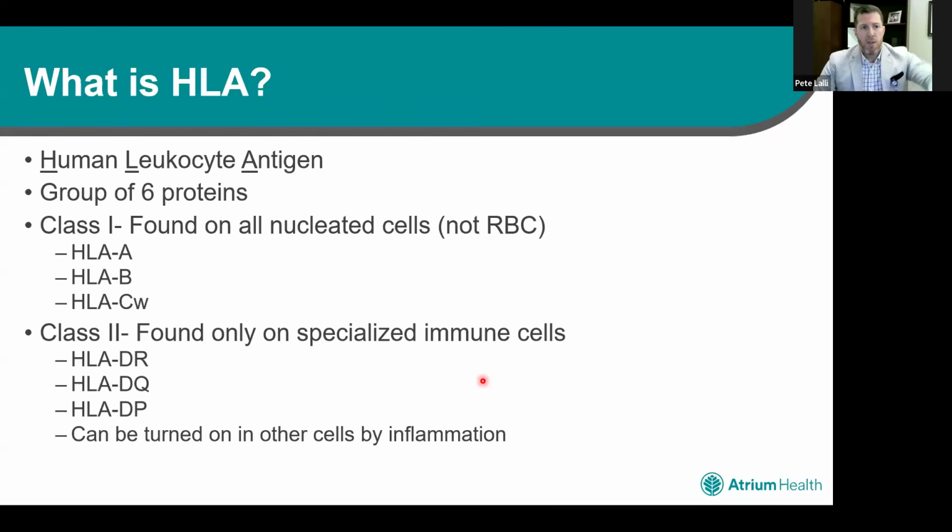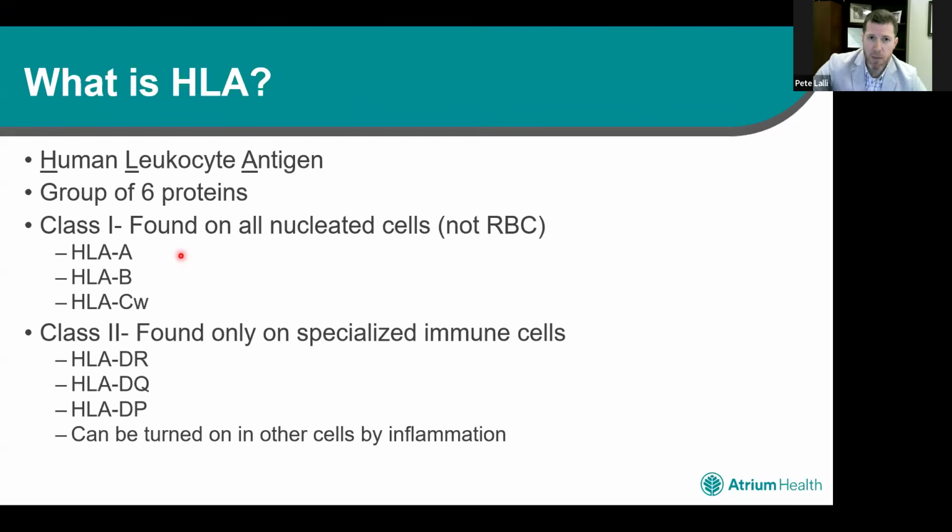So when we talk about humans, the proteins that we're discussing in these cases are called HLA, which stands for human leukocyte antigen. It's a group of 6 different proteins or 6 different gene products. We have class 1. Class 1 is found on all nucleated cells. By nucleated cells, we mean anything in the body except for red blood cells. There are a couple of other minor exceptions, but by and large, all of the cells in your body are going to express these class 1 proteins, including epithelial cells, endothelial cells inside of the blood vessels in a kidney graft, and heart muscle tissue.